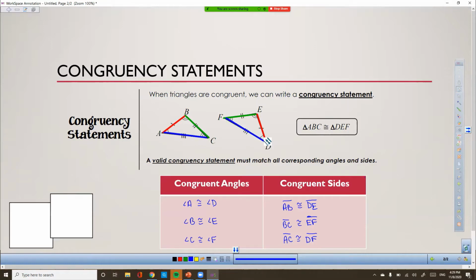And that's how I can get all the information, all my congruent angles and all my congruent sides, simply by knowing my congruency statement. And again, the congruency statement, the order is very, very important. So let's go ahead and try some examples here.